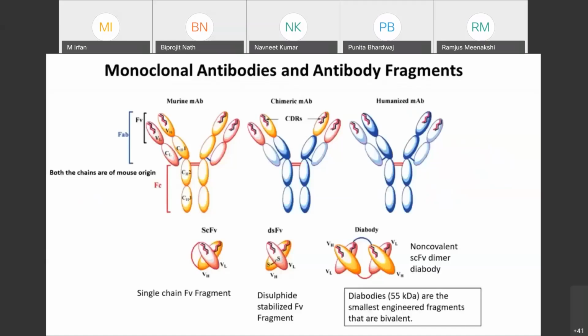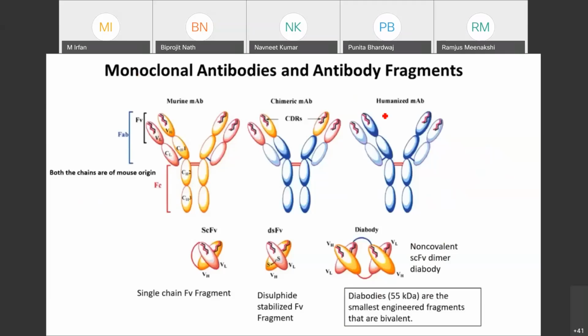So these are different types of monoclonal antibodies which are being used in radioimmunotherapy. These are murine monoclonal antibody. These are chimeric monoclonal antibody. These are humanized monoclonal antibody. We can see over here in case of murine, both the chains, both heavy chain and light chain, are of mouse origin. That's the fragment of antigen binding. That's the fragment of constant binding. That's the FV region, the fragment of variable region, and this region goes and binds to antigen.